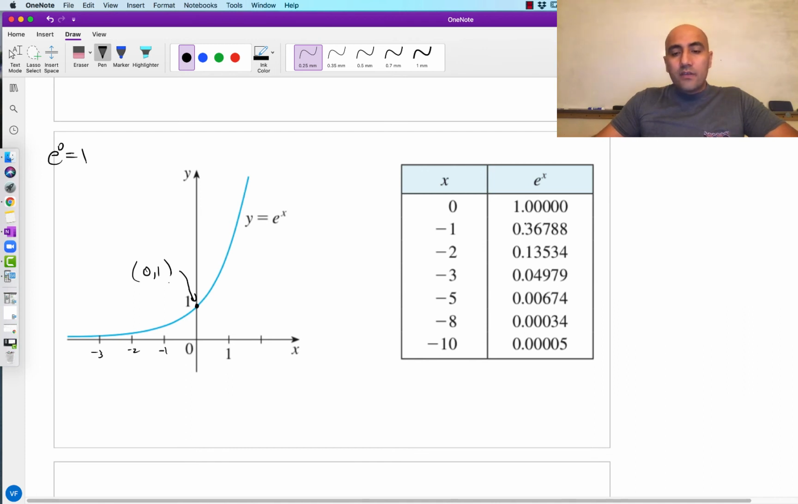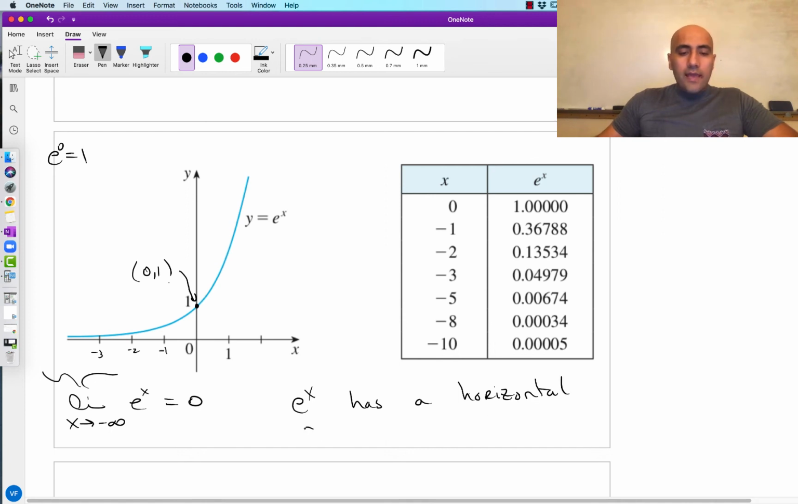here's a table of values that confirm for us that the graph is growing toward 0. So for the behavior over here, we note that the limit as x approaches negative infinity of e to the x is 0. On the other hand, if x is growing toward positive infinity, that's not true; it seems to be growing that way. All right, so there is a horizontal asymptote. So e to the x has a horizontal asymptote at y equals 0, or the x-axis.